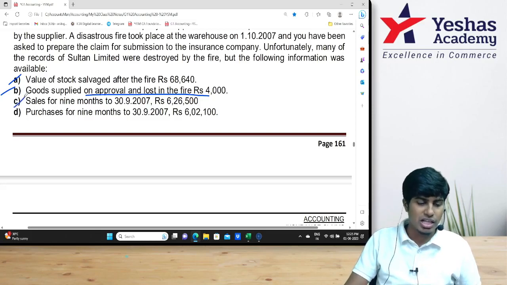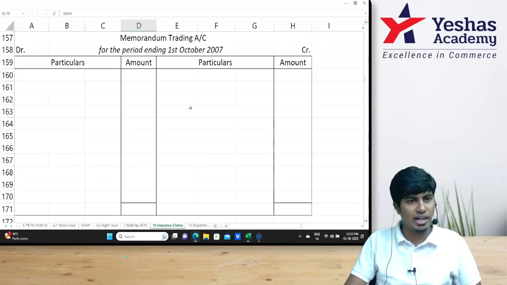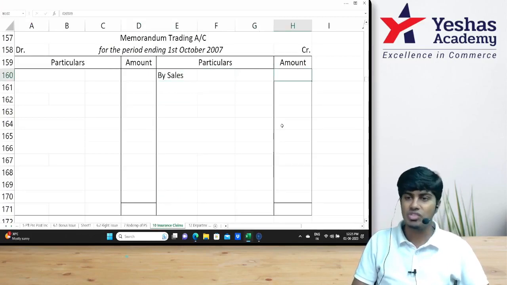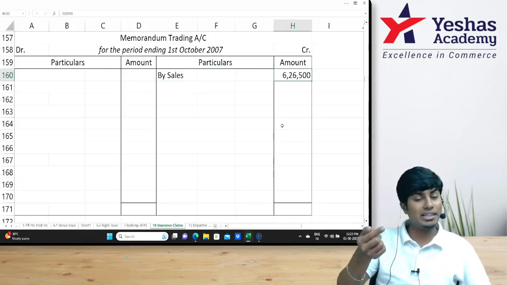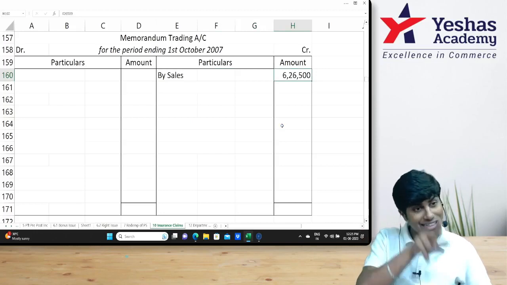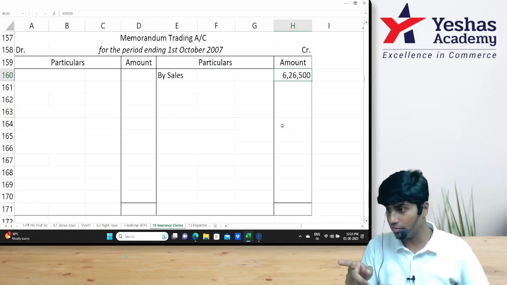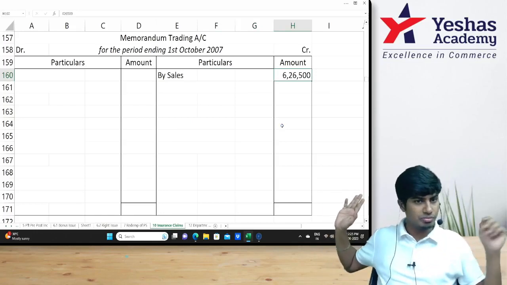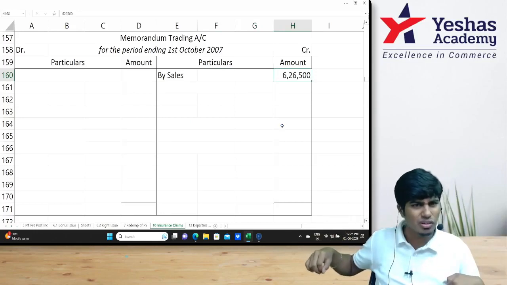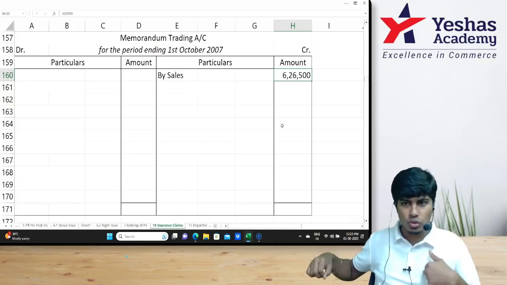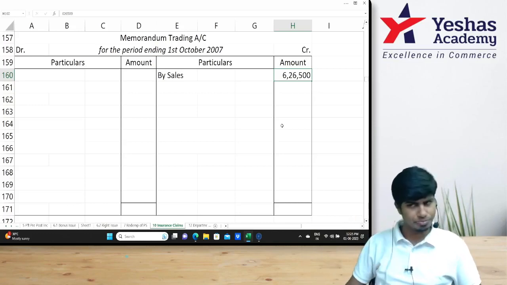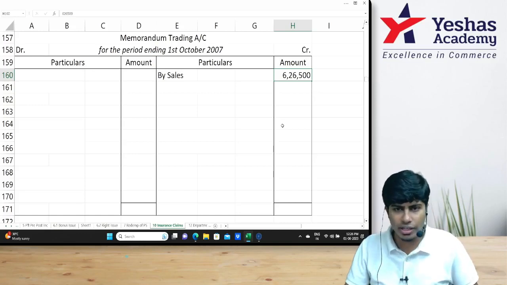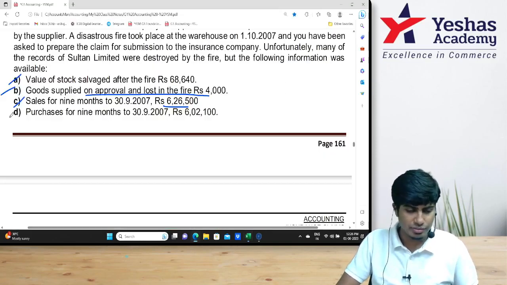Then sales for 9 months, 6,26,500. If there was a differential profit margin, we would have written this 6,26,500 in the inner column, deducted the goods sent on return or approval, and written it at cost in the outer column. Right now, the entire goods are at the same value, so no adjustment. Moreover, this is goods received, no? We have received those goods on return or approval basis. No problem. Let it be like that. Sales 6,26,500. Got it? What's after that?